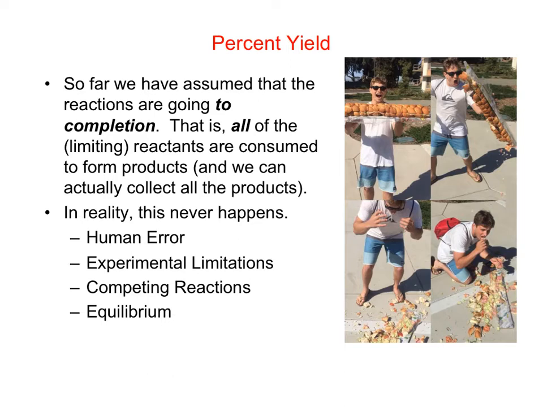There's also the issue of equilibrium. Some reactions don't go to completion. That is, not all of the reagents are converted into products. We may have some of the reagents left over, and we have both reagents and products present at the same time. And so for a variety of reasons, it is not true that all of the reagents are always, or even most of the time, completely converted into products, and we're able to collect all of those.